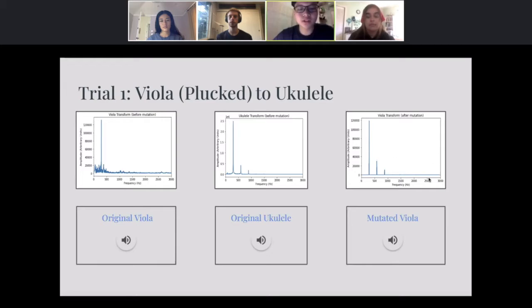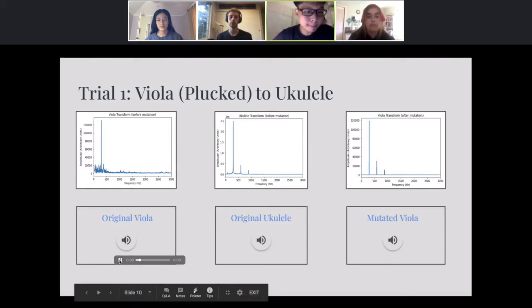The third plot here is the result after we scaled the viola FFTs and made it look like that of the ukulele. So now let's listen, and please try to remember their sound.